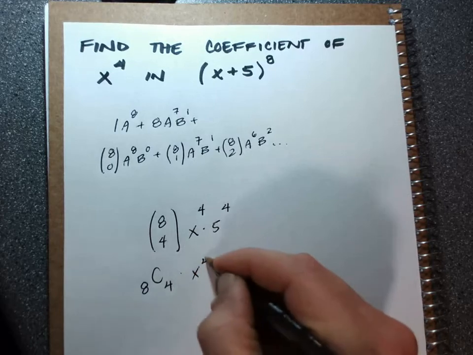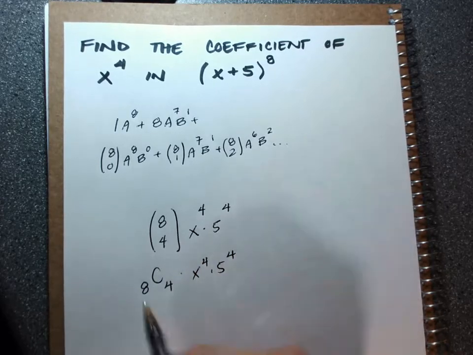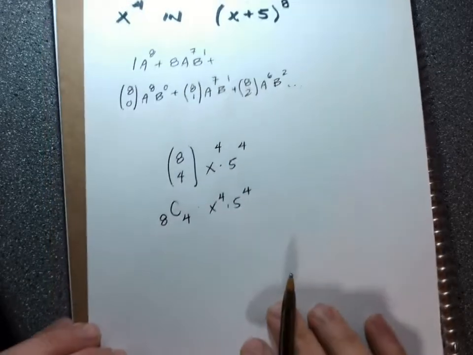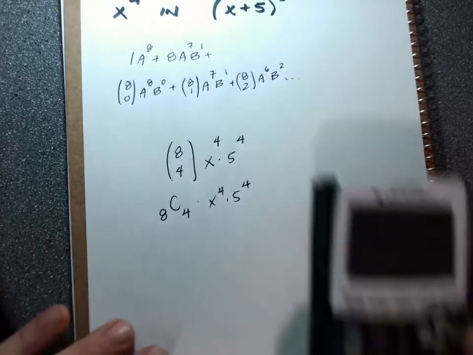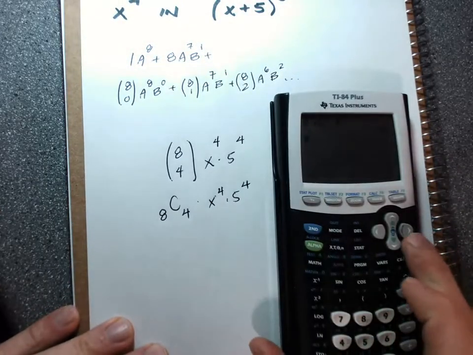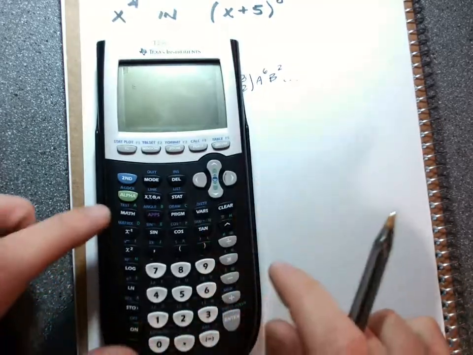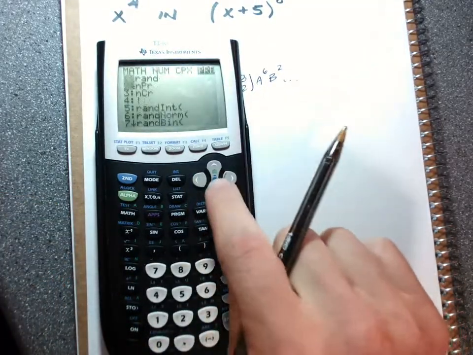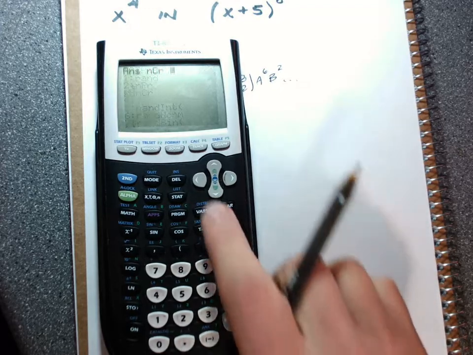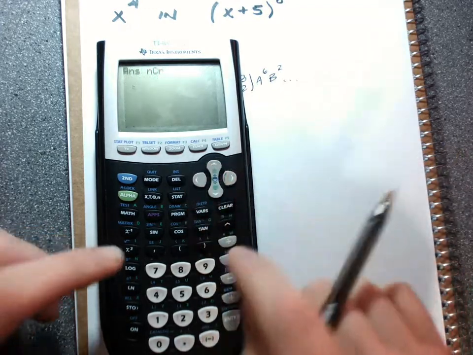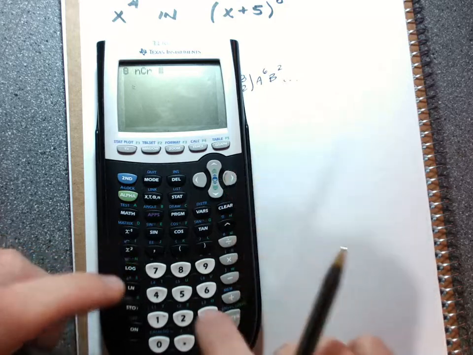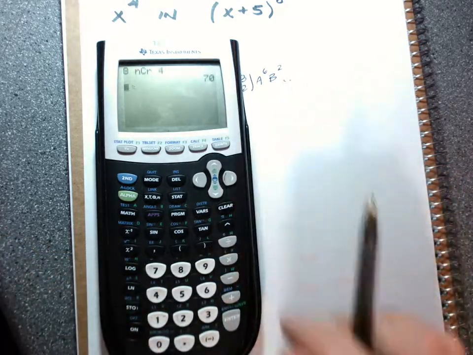So we could write it instead like this. And let's go ahead and calculate that. Oh, I just had that going. Okay, so math, probability, option 3. I always forget to do this. 8 choose 4 is 70.